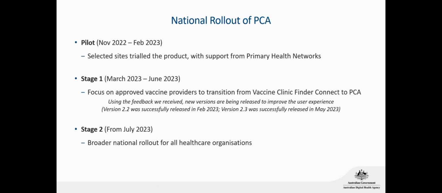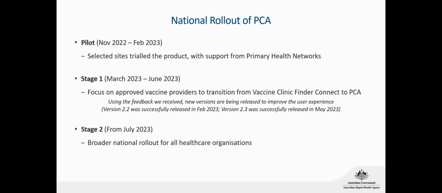So PCA is now being rolled out in a staged approach. So at the moment, we're in stage 1, and we're focusing on inviting practices who are known providers of vaccine services to register with PCA. So it's possible that your practice previously has been registered with something called Vaccine Clinic Finder Connect, or VCFC. This service is being decommissioned by July. Now, you may have used this service in the past to maintain your vaccine service details.